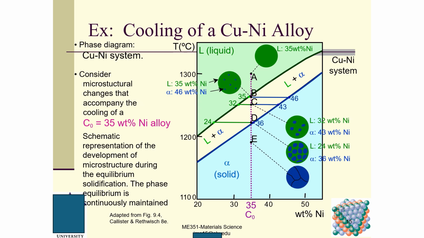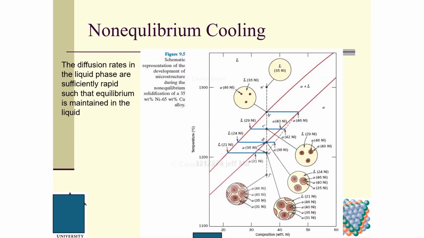So at point E here, we only have one single phase. Liquid phase disappeared, and we only have this alpha phase. So this alpha phase, you can see these are different grains here. And these are grain boundaries. Any questions so far? No question.